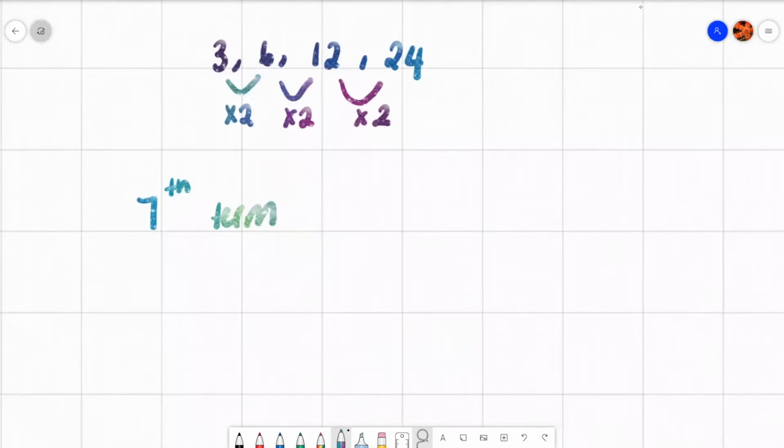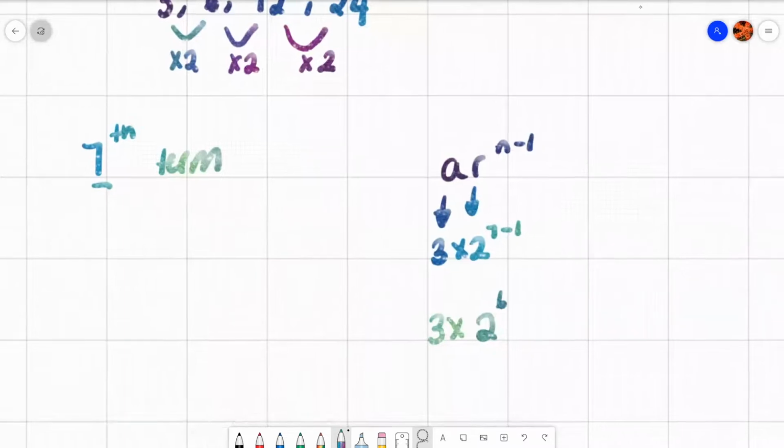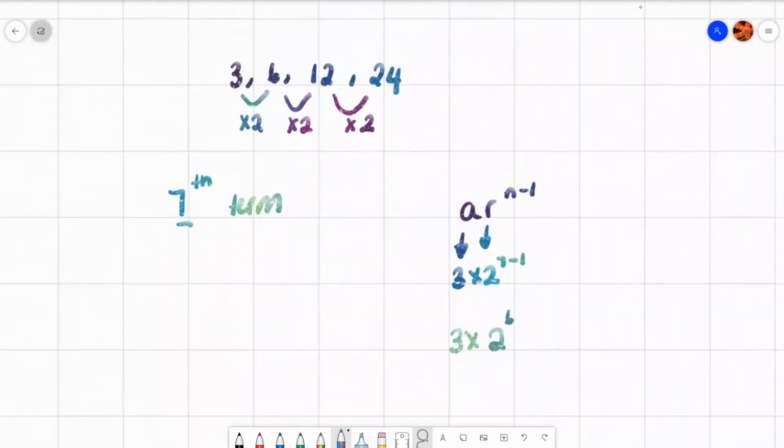So then, if I'm going from one term to the other term, I know my formula is ar^(n-1). I know my first term is 3. My ratio is 2, so 3 times 2. I want the 7th term, so 7 take away 1. That's 3 times 2 to the power of 6, and that will work out what my 7th term is. On my calculator, I do 3 times 2 to the power of 6, and I end up with 192. So the 7th number in this pattern would be 192.